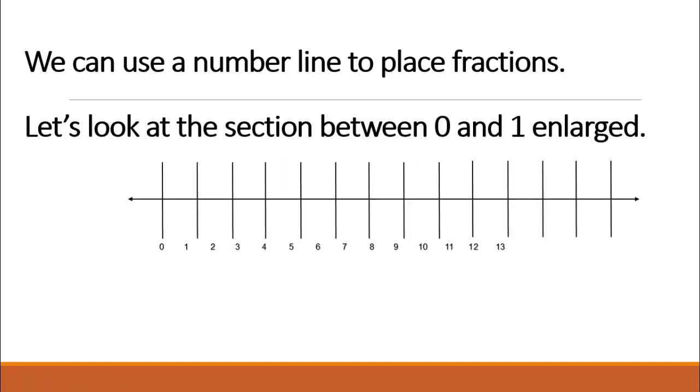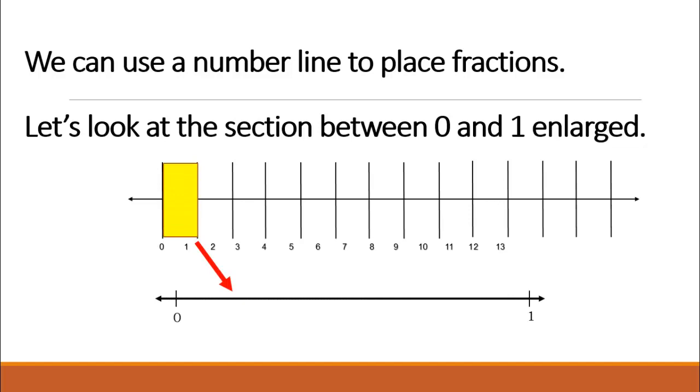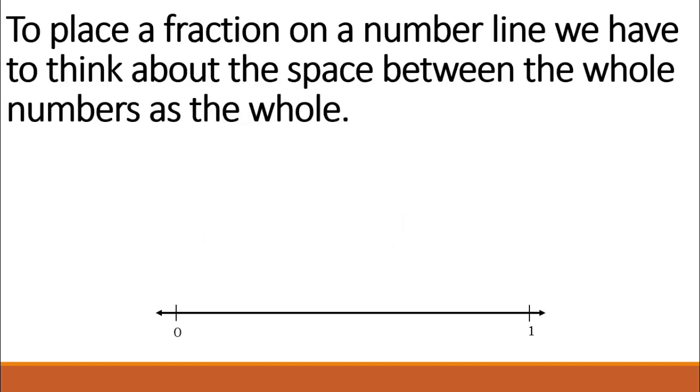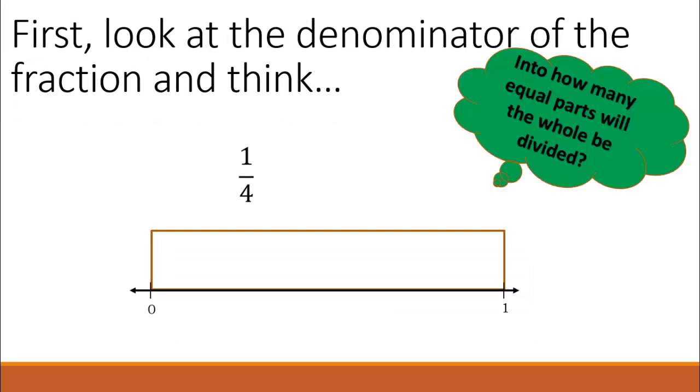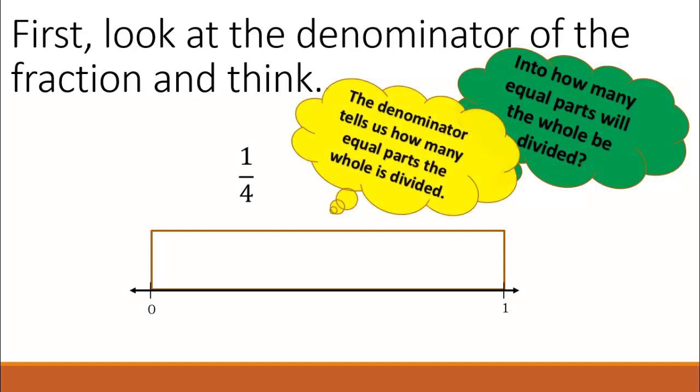As we said, we can use a number line to place fractions. Let's look at the section between 0 and 1 enlarged. To place a fraction on a number line, we have to think about the space between the whole numbers as a whole. First, look at the denominator of the fraction and think, into how many equal parts will the whole be divided? The denominator tells us how many equal parts the whole is divided.